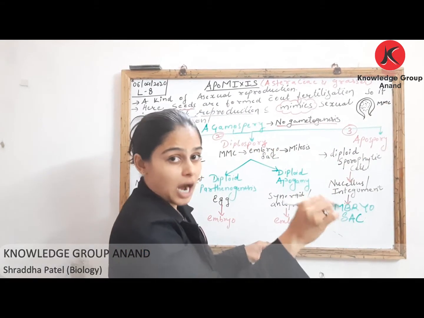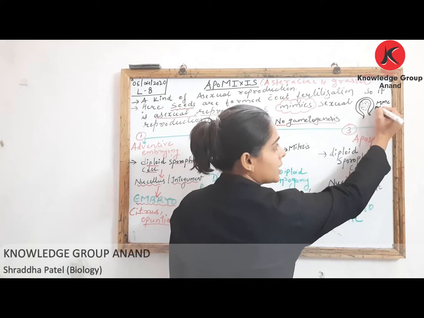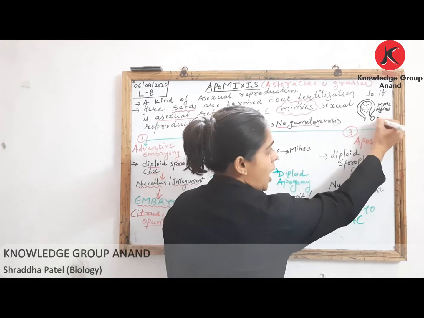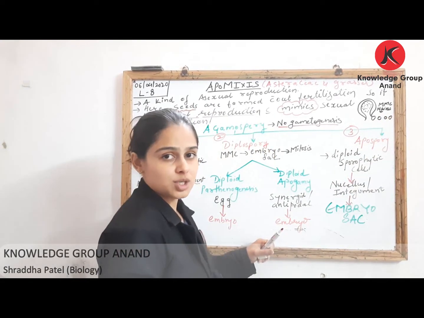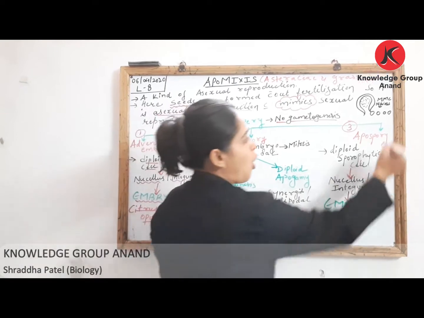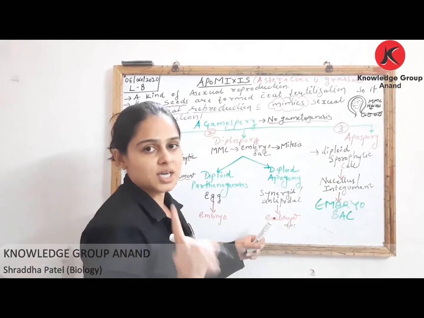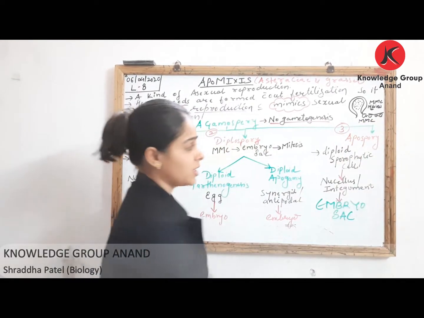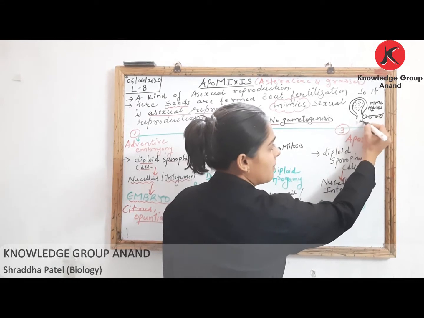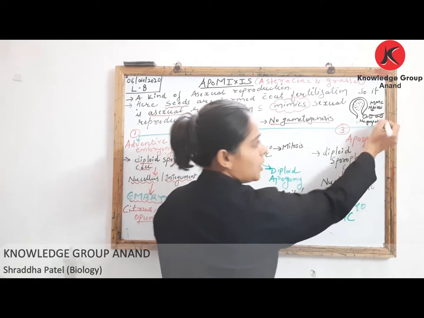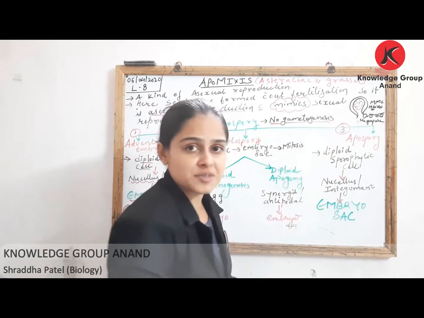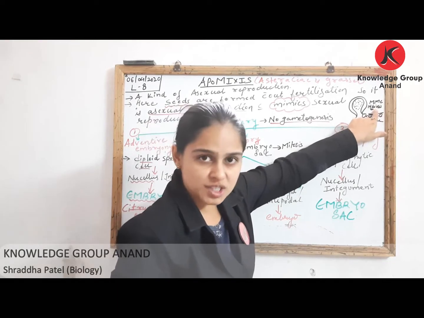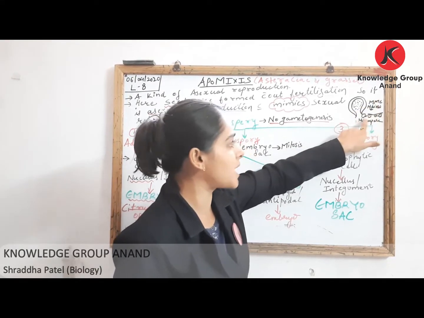ये MMC का क्या होना चाहिए? This MMC will undergo reductional division, मतलब meiosis, to form 1, 2, 3 and 4 megaspores, right? Of which 3 degenerate and 1 becomes the functional megaspore. Sorry, not MMC, my mistake. Functional megaspore. ये नॉर्मल प्रोसेस मैंने आपको बोली. न्यूसेलस में 1 cell differentiates as MMC, जिसका meiosis होगा, reductional division होगा, मतलब 2n से यहाँ पे हो गया n.